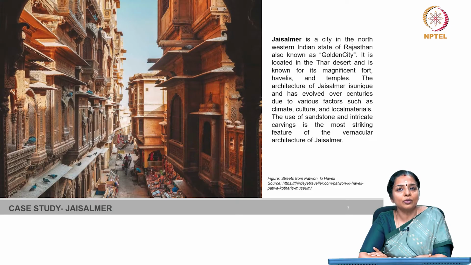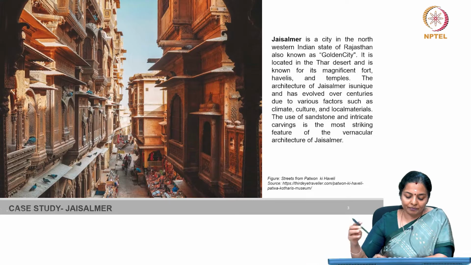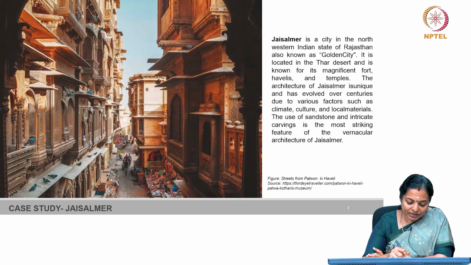Also, it has a very unique culture. The geology, that is the building materials available there, are very unique and it has a lot of local markets. The use of sandstone and intricate carvings is the most striking feature of the vernacular architecture of Jaisalmer, as can be seen from this picture. In this picture, you can see how some spaces today have been created into markets.